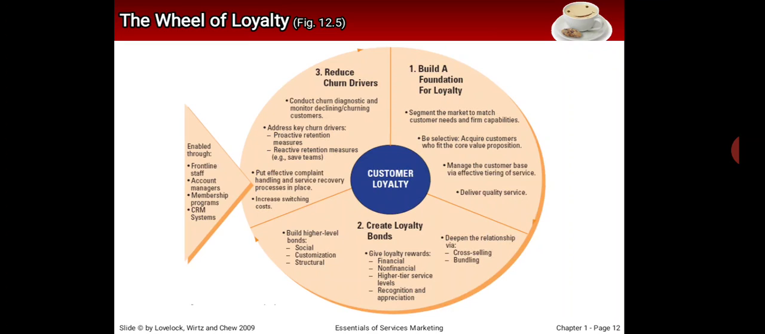And third phase, reduce churn drivers. In this case, you have to identify the black spots in your product and services. You have to identify your weaknesses, and you have to remove them. You have to identify the defection causes, called churn drivers, and remove them for the purpose of maintaining long term customer loyalty and relationship with them.